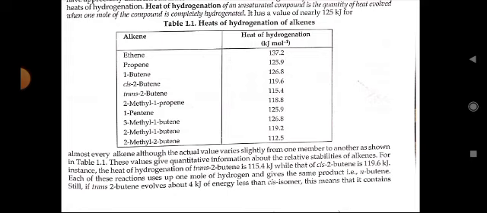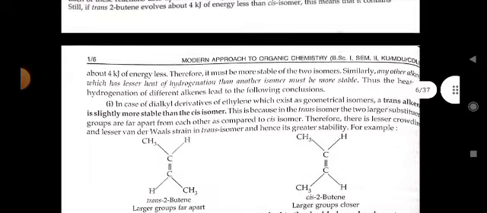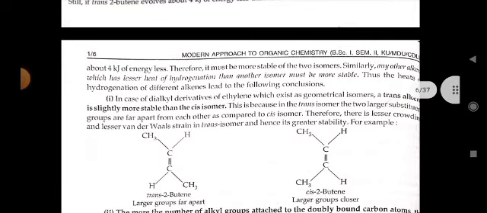Still, if trans-2-butene evolves about 4 kilojoules of energy less than the cis isomer, this means that it contains about 4 kilojoules of energy less. Therefore, it must be the more stable of the two isomers. Similarly, any other alkene which has a lesser heat of hydrogenation than another isomer must be more stable. Thus, the heat of hydrogenation of different alkenes led to the following conclusions.